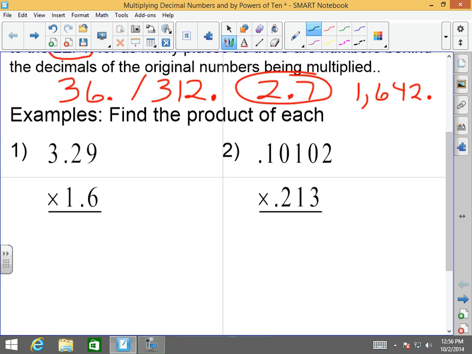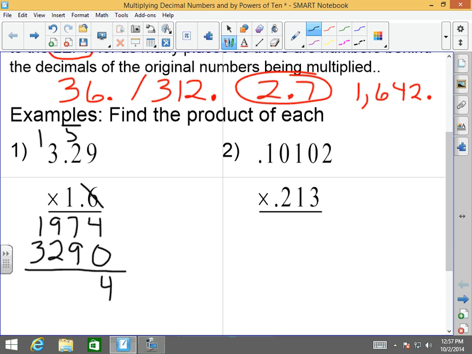3.29, or in other words, the right way to say that is 3 and 29 hundredths times 1 and 6 tenths. Ignore the decimals right now. Just ignore them and multiply as normal. 9 times 6 is 54. Carry the 5. And 6 times 2 is 12 plus 5. That's 17. Carry the 1. 6 times 3 is 18 plus 1 is 19. Skip a space because we already used the 6. 1 times 9 is 9. 1 times 2 is 2. And 1 times 3 is 3.